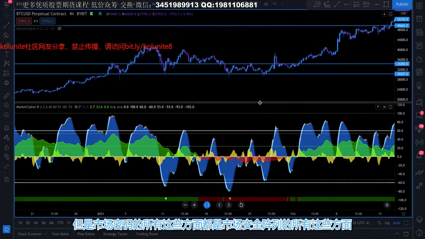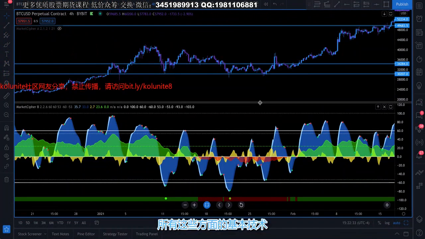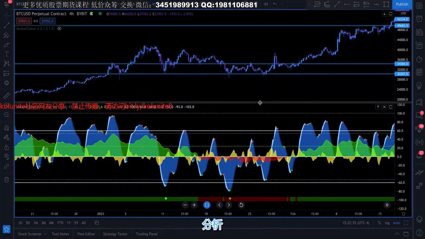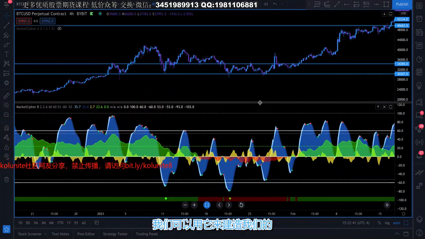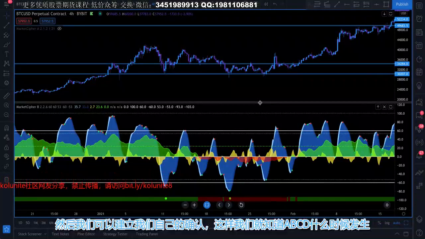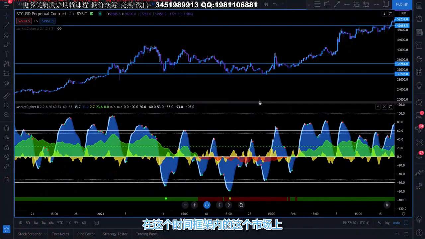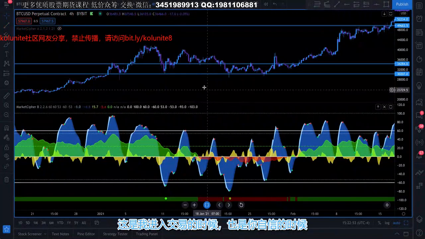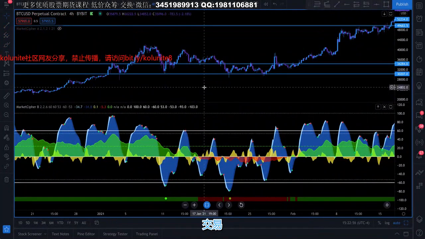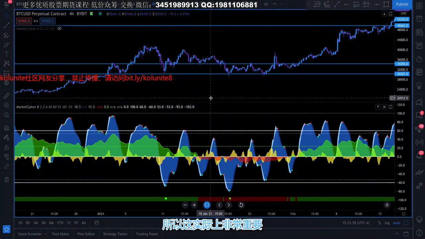But all these aspects of Market Cipher B, all these aspects of Market Cipher A, all these aspects of basic technical analysis are going to be tools and options in our tool bag from which we can build our strategy. Then we can set up our own confirmations so that we know when A, B, C, D happens on this market in this time frame, this is when I'm going to enter a trade, and that's how you get confident trading. Okay, so it's very important.